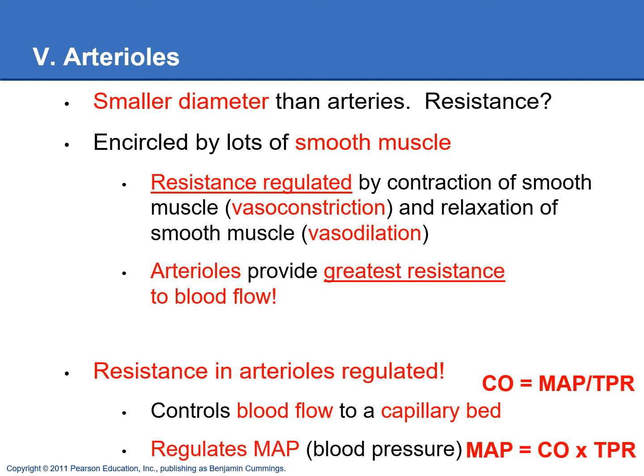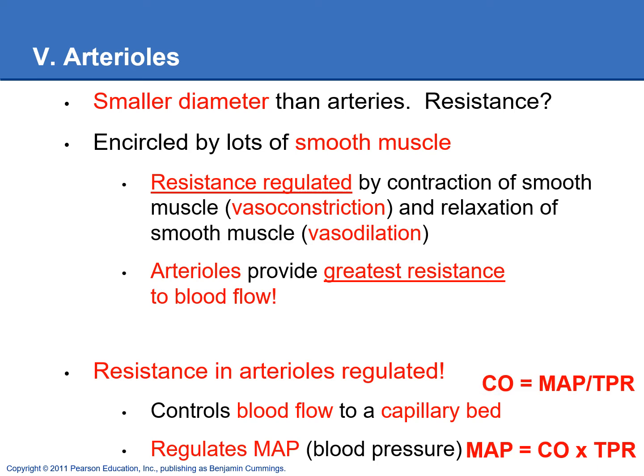So one is it's going to control the blood flow to the capillary bed in that organ. For example, if you vasoconstrict the arteriole going to an organ, that would increase the resistance, and that would decrease the blood flow to that organ. So maybe that organ is not as active. But maybe the organ is more active now, and we need to increase the blood flow.